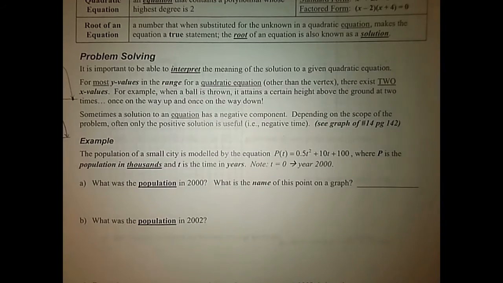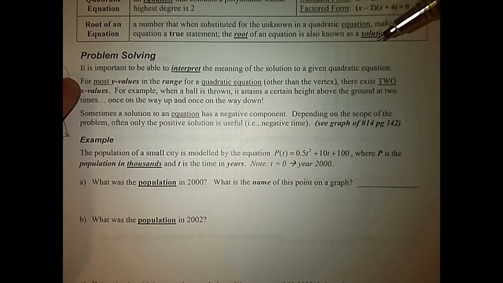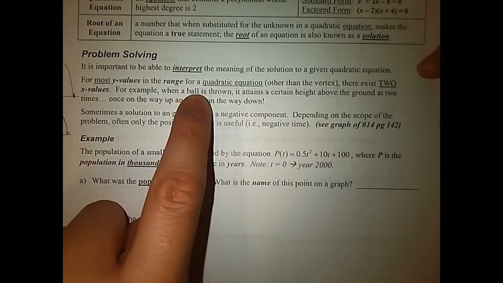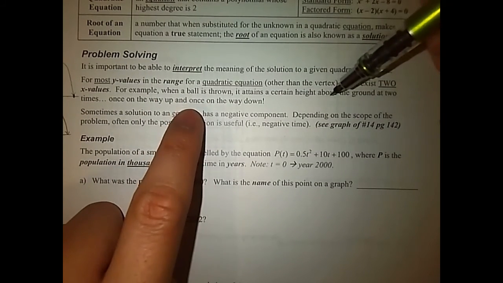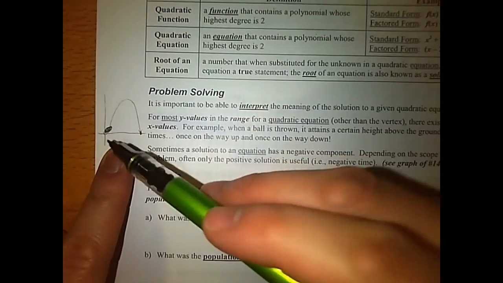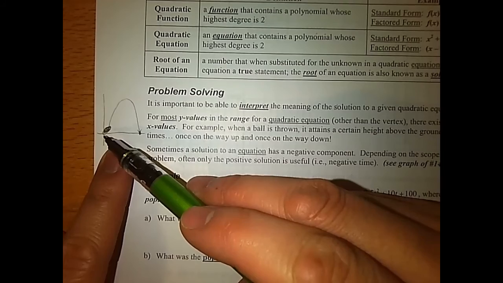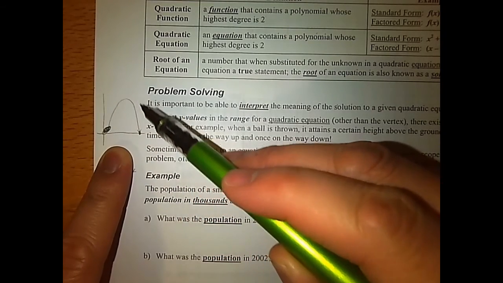So why did we learn all that stuff before about having to find x-intercepts, and how can we apply it? We can apply this to some actual things in real life. We can see that for most y values in the range of a quadratic equation, there are usually 2 x values, and sometimes these 2 x values can model real things in real life. So, for example, when a ball is thrown, it might attain a certain height above the ground at 2 times. Like, if we have this football here, maybe it's on the ground, it gets kicked up in the air, it comes back down.